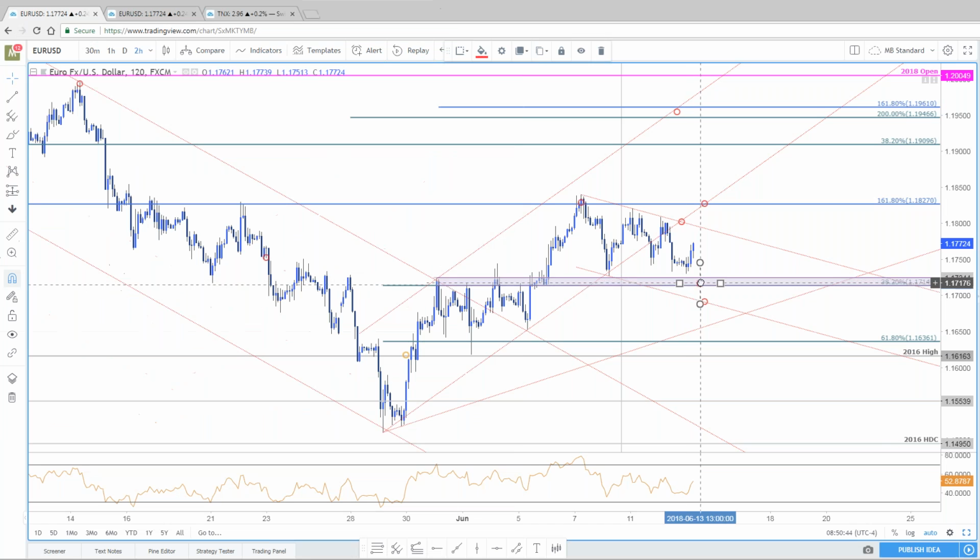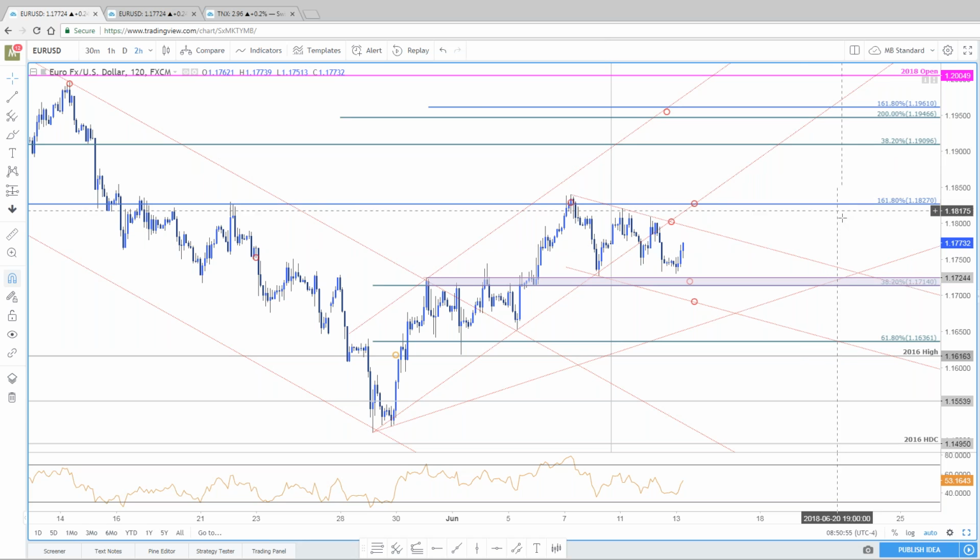So ideally, we would have got another entry level here to add to that position. But it's a good thing that the swing trades are still in, so look for that break above 118.27 to get this thing going. Questions?